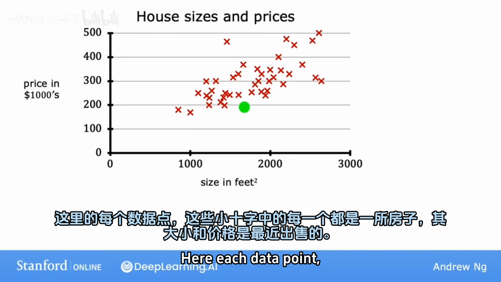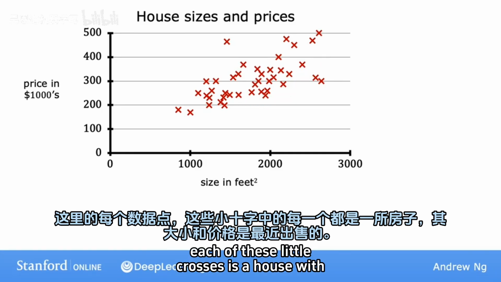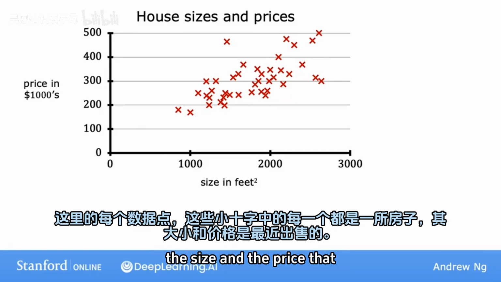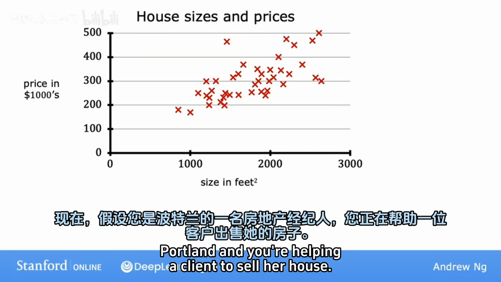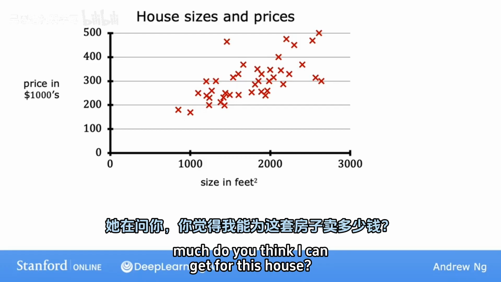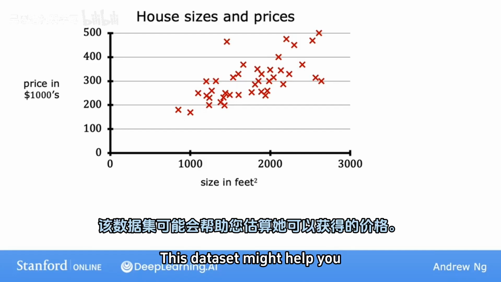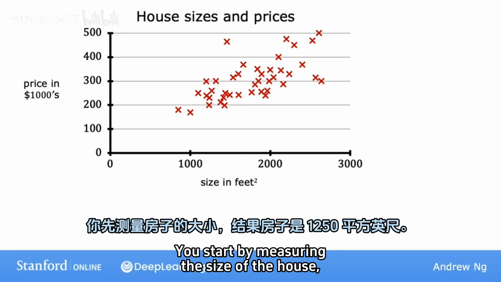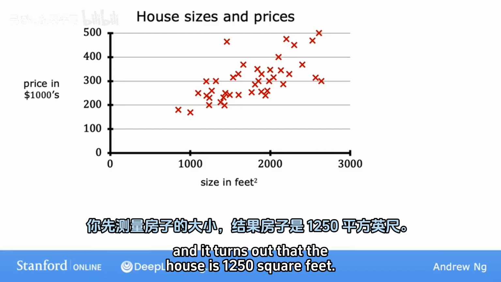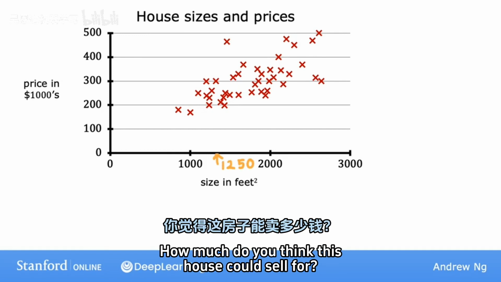Here, each data point, each of these little crosses, is a house with a size and a price that it most recently was sold for. Now, let's say you're a real estate agent in Portland, and you're helping a client sell her house. And she's asking you, how much do you think you can get for this house? This dataset might help you estimate the price she could get for it. You start by measuring the size of the house, and it turns out that her house is 1,250 square feet. How much do you think this house could sell for?